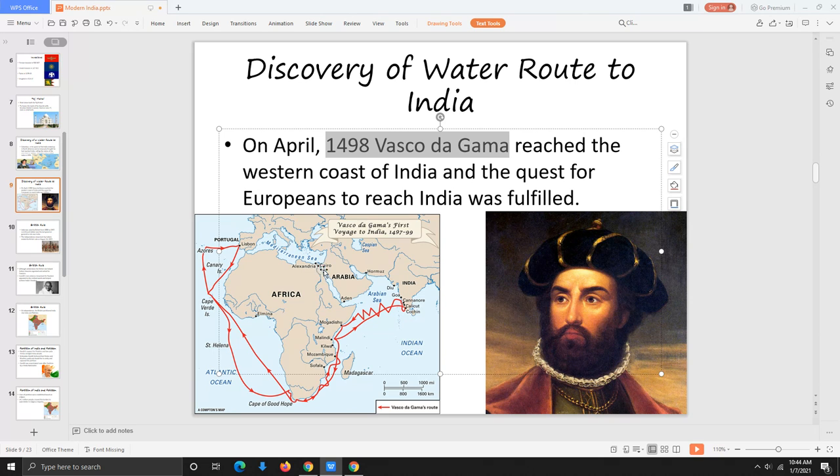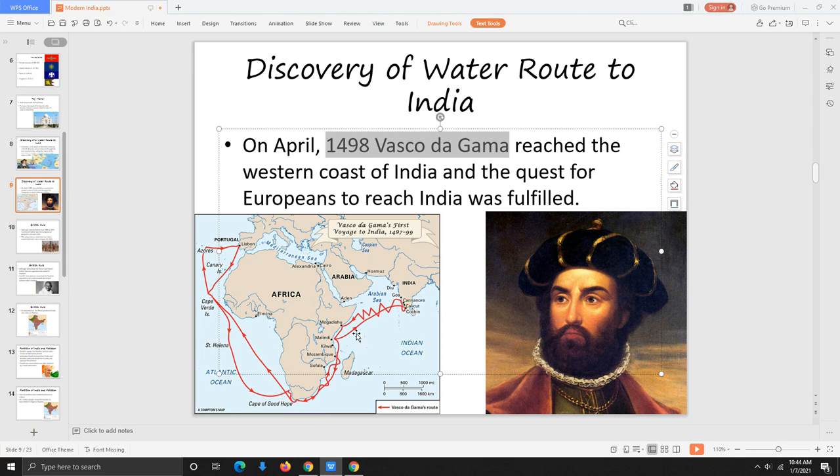That was a bit of a problem because Europeans really couldn't go through that area. There were conflicts between the two groups and so forth. So the way that Vasco da Gama found around was by going all the way around Africa and then getting over to India that way.